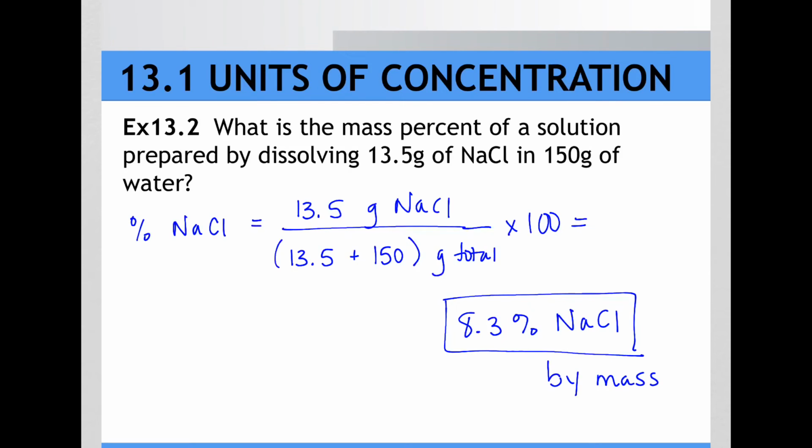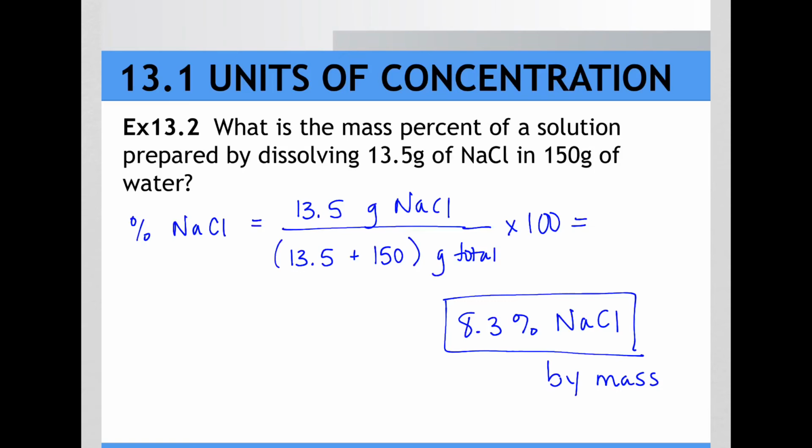All right, so this is what you should have had. Our percent would be the mass of the NaCl, our solute, divided by the total mass of solution, which would be the 13.5 grams of NaCl plus the 150 grams of water. Then we multiply by 100, and watching our significant figures, you would get 8.3% sodium chloride by mass. So that's just a simple percent by mass example.